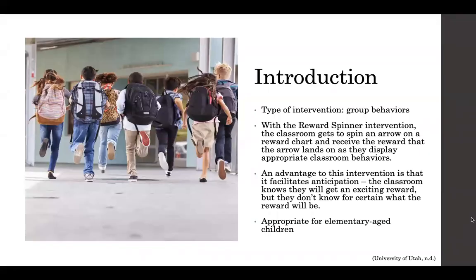So this type of intervention is meant for group behaviors, and with the reward spinner intervention, the classroom gets to spin an arrow on a reward chart and receive the reward that the arrow lands on as they display appropriate classroom behaviors. An advantage to this intervention is that it facilitates anticipation. The classroom knows they will get an exciting reward, but they don't know for certain what the reward will be. And this intervention is appropriate for elementary age children.